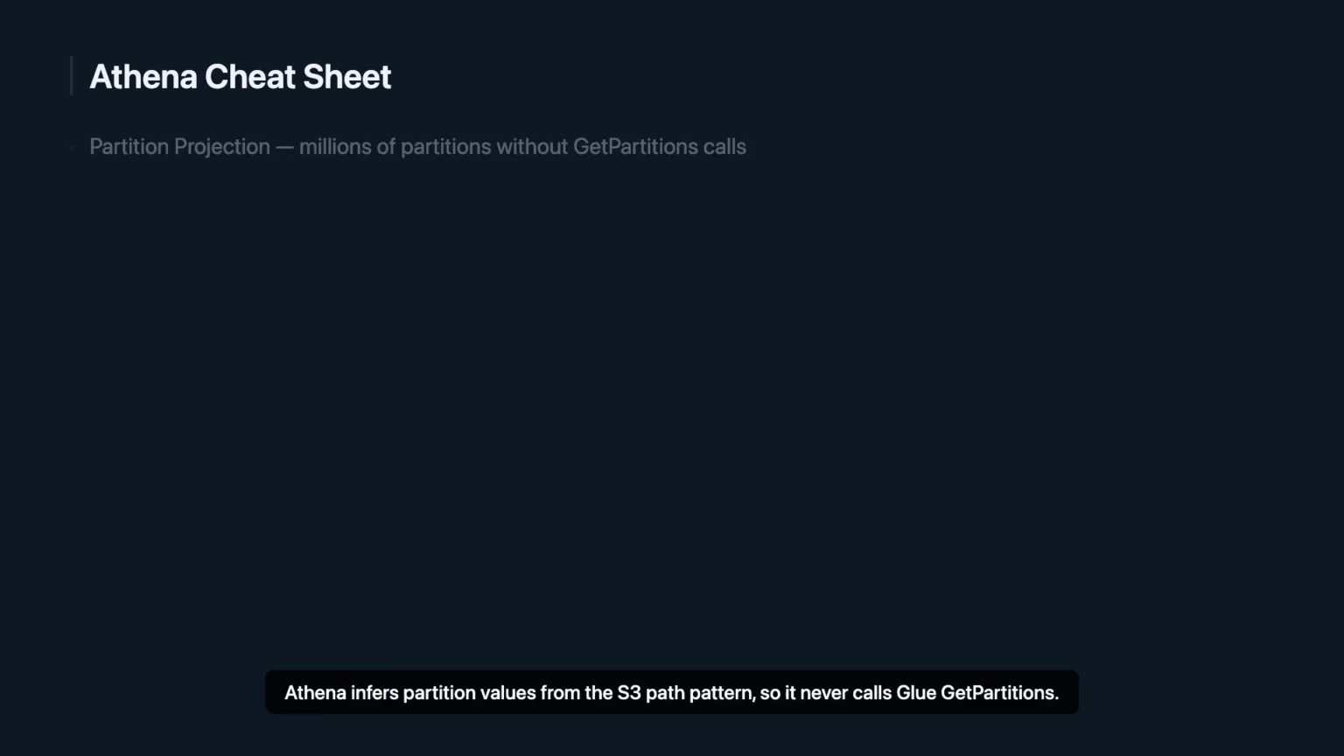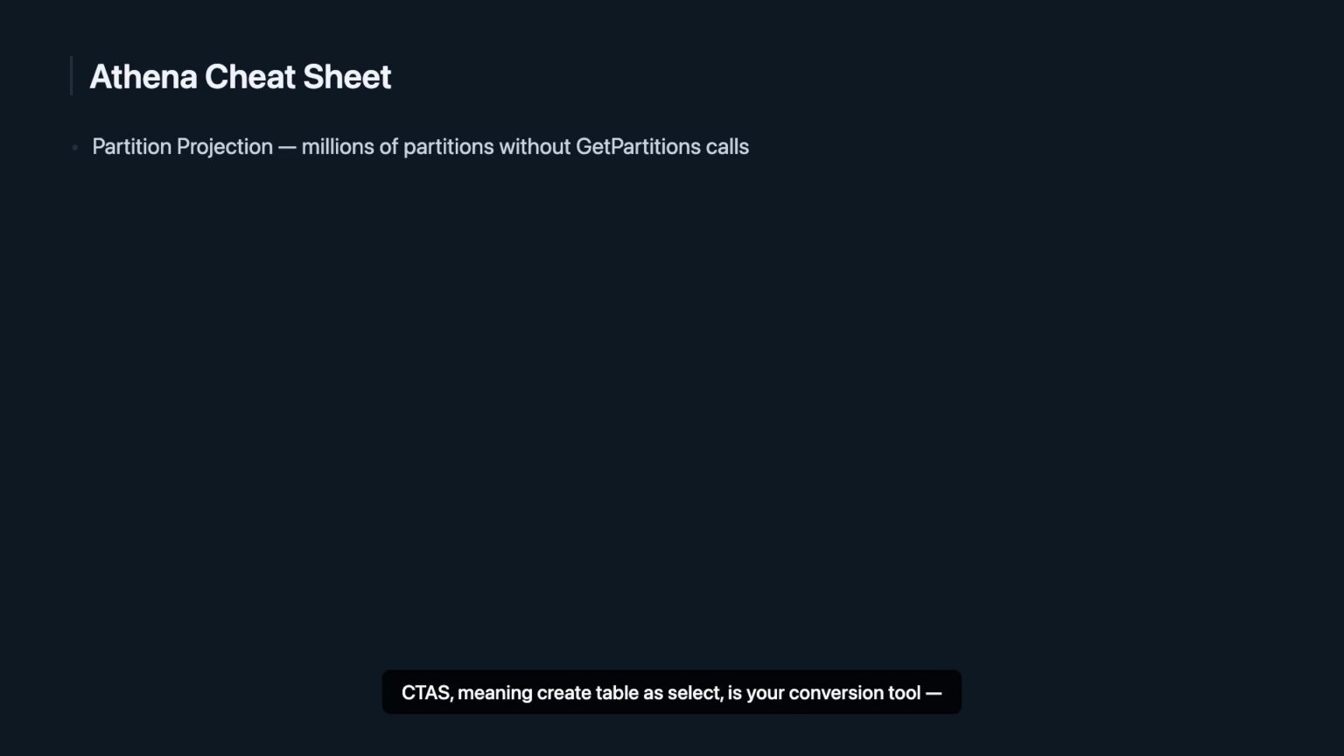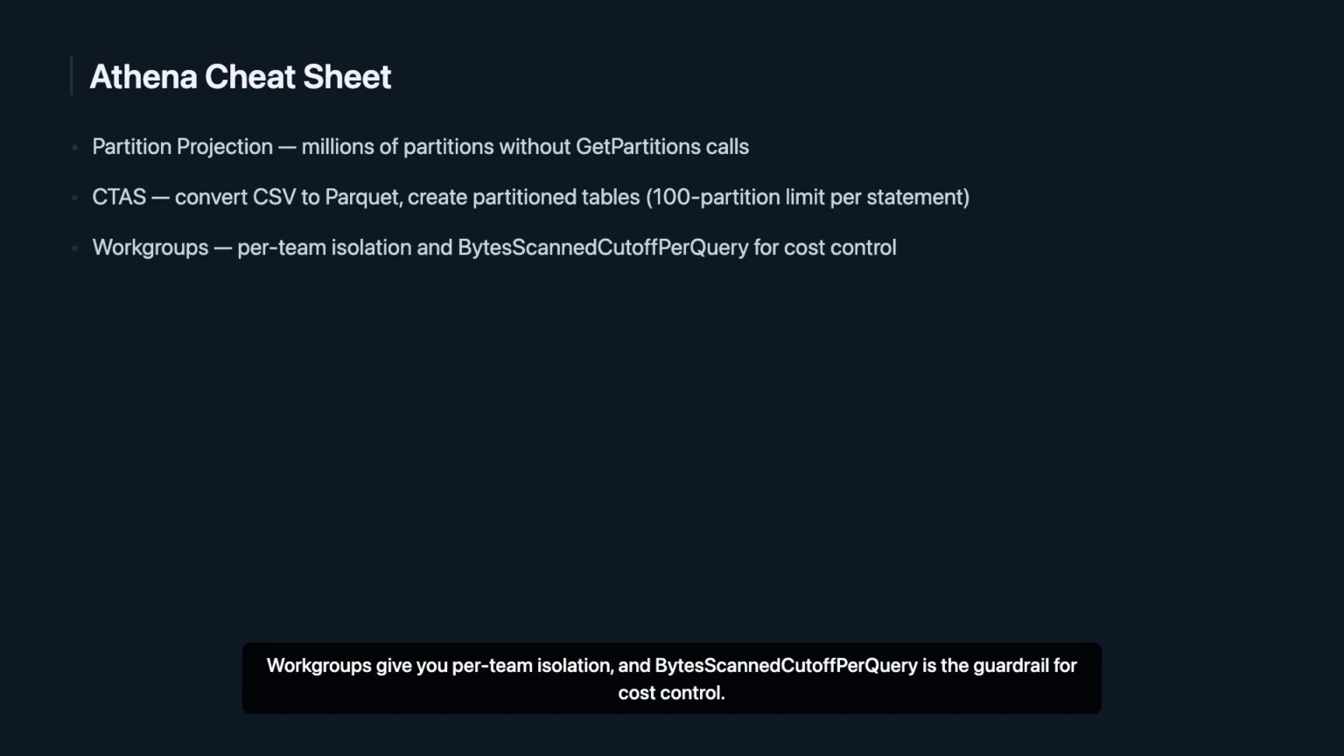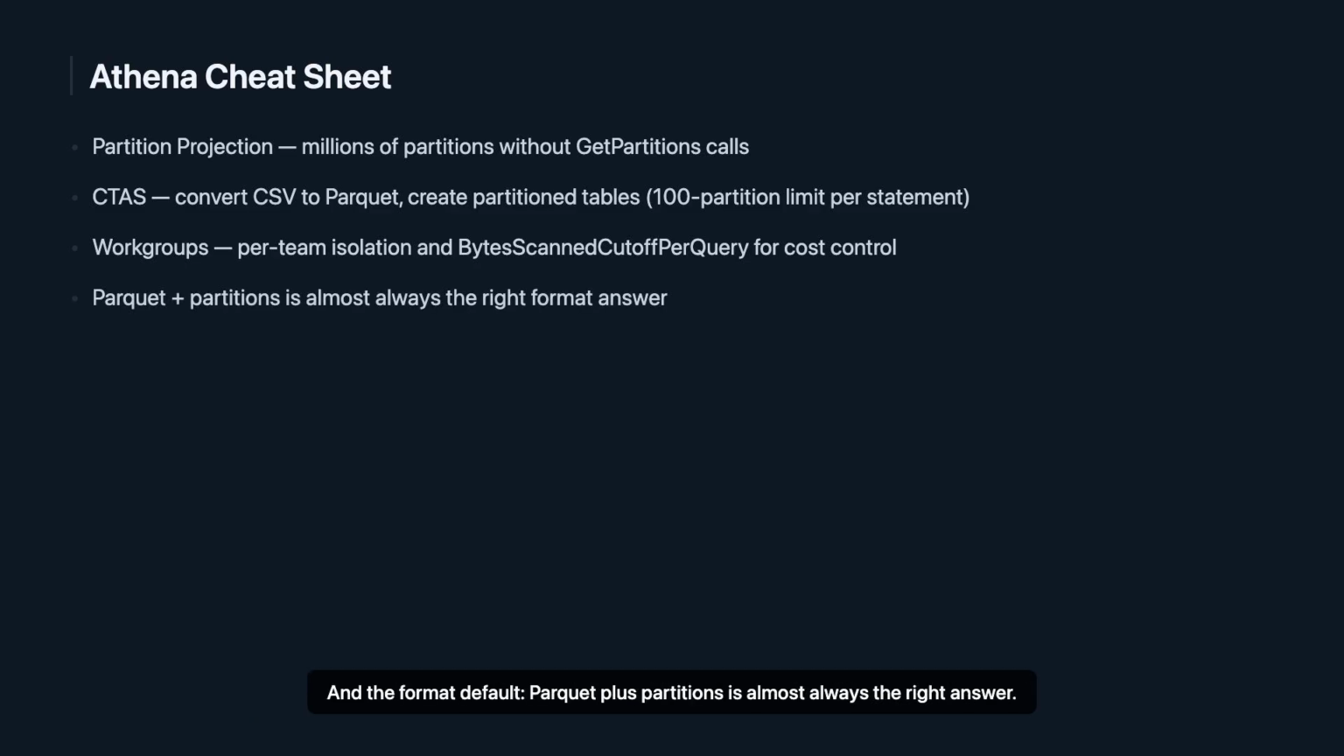Athena in 4 moves. Partition projection is for tables with massive partition counts. Athena infers partition values from the S3 path pattern, so it never calls Glue GetPartitions. CTAS, meaning create table as select, is your conversion tool: CSV to Parquet, creating partitioned tables, materializing results, with a 100 partition limit per statement. Workgroups give you per-team isolation, and the bytes-scanned cutoff per query is the guardrail for cost control. And the format default, Parquet plus partitions, is almost always the right answer.